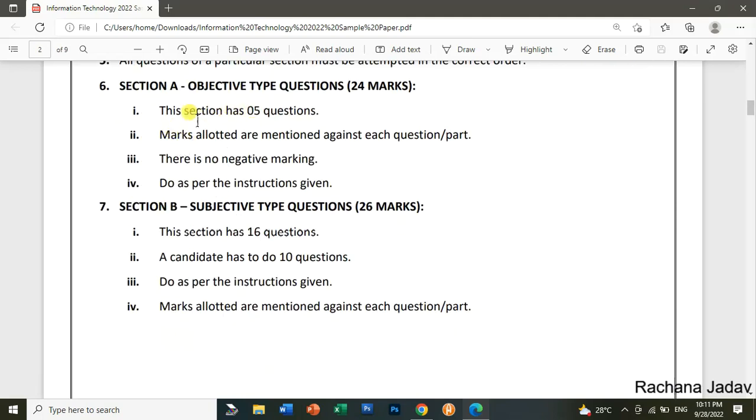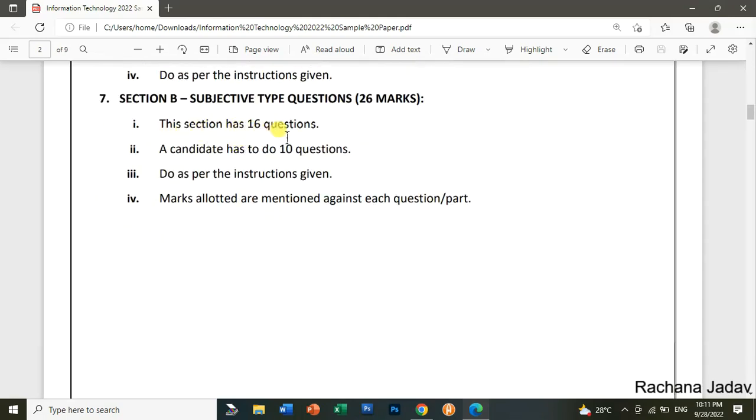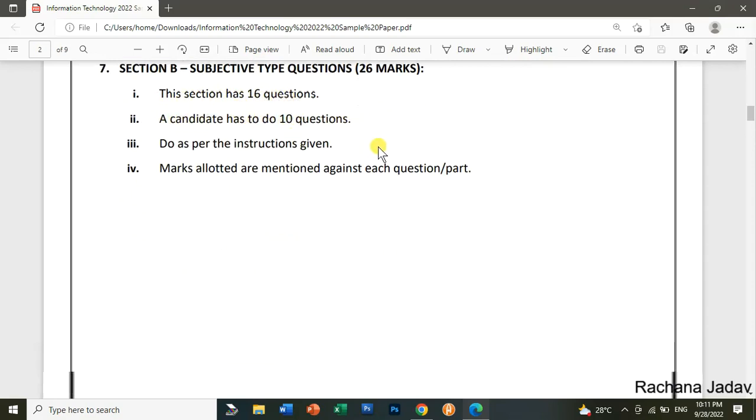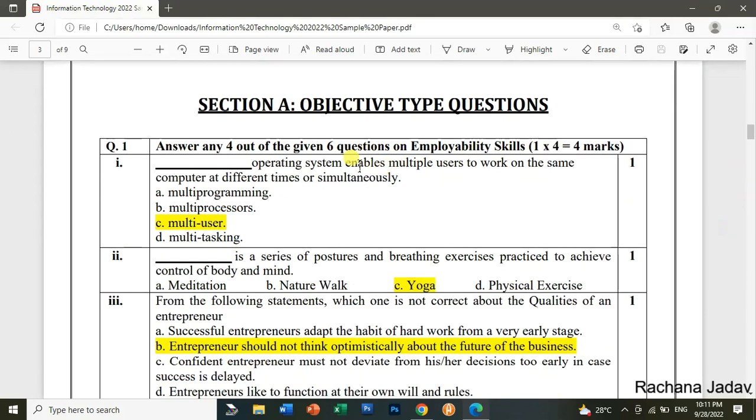Now your section A, in that first it has 5 questions, okay, while in section B 16 questions, and candidate has to do 10 questions in all. Now section A, objective type questions, you can see over here any 4 out of 6 employability skills.